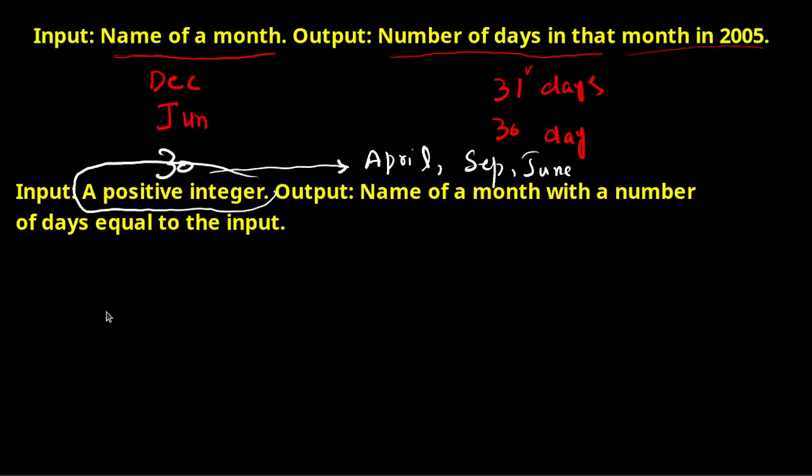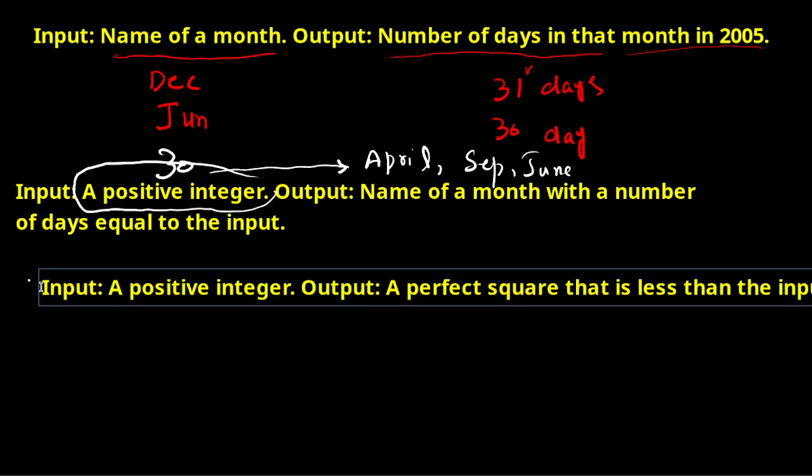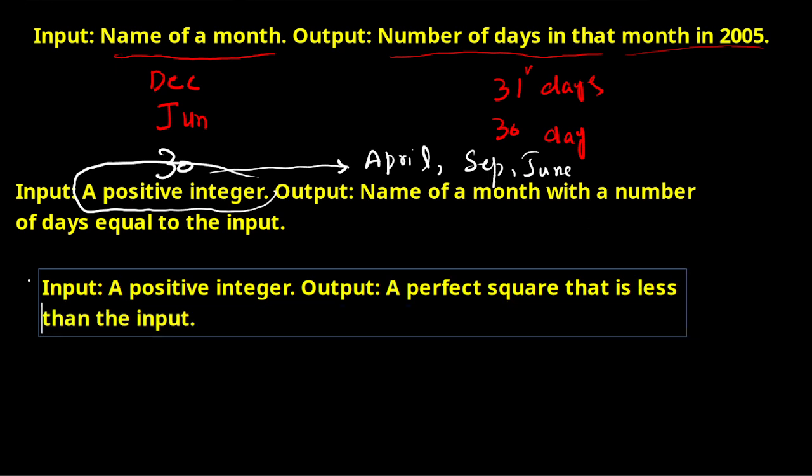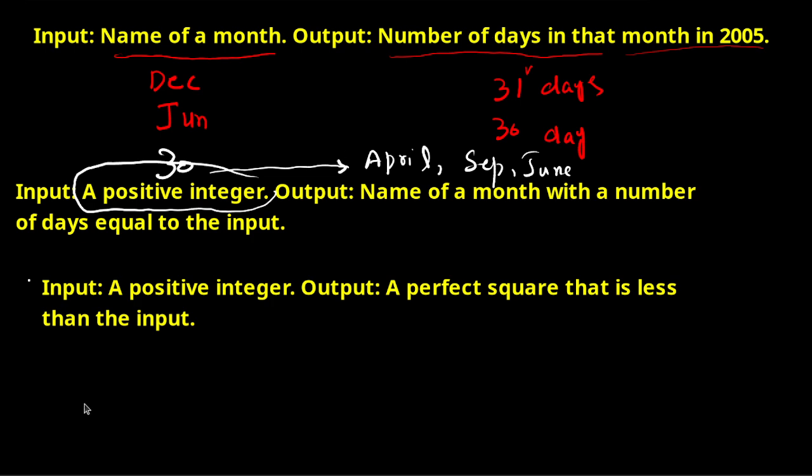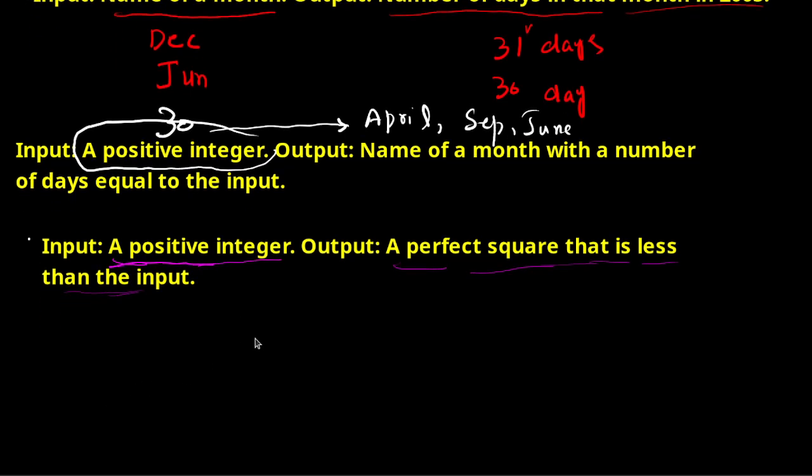So let's see this one. So this is another example. Now here you have to check whether this statement is a function or not. So your input is a positive integer, and your output value is a perfect square that is less than the input value, and you know what perfect squares are. So you can put in a positive integer. Let's understand it with an example.